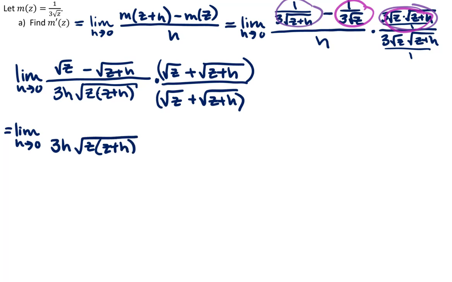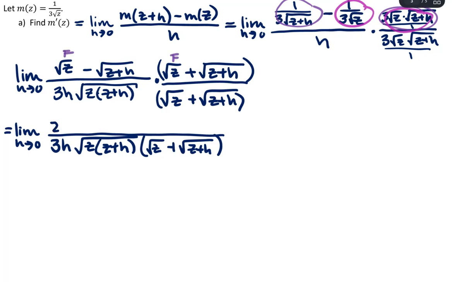It's okay if we left those as separate roots. We'll sort it out at some point no matter what. And now we have times root z plus h. And on the top, we're going to FOIL it out. So the first two is root z times root z, which is just z.